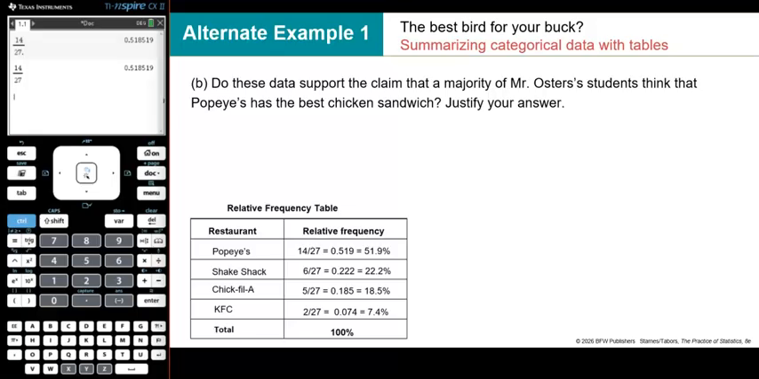The question becomes, and percentages are usually easier to answer some of these questions: do the data support the claim that a majority, meaning more than 50%, prefer one? Yeah, majority, more than 50%.